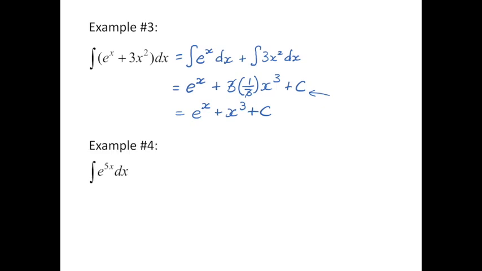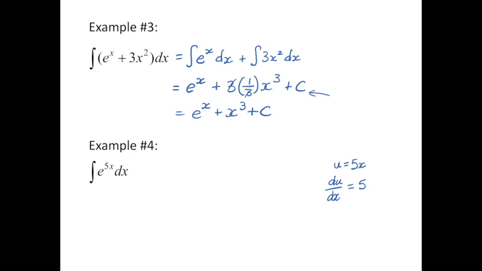Let's look at another one, the integral of e to the 5x dx. So now instead of just having a single variable in the exponent, now we have a 5 multiplying that exponent. So this is an example of where we would use substitution. And we wouldn't really need to use substitution on this. We could do this quickly without it, but I'm going to use substitution. So we're going to let u equal 5x. And then we're going to take the derivative of that. So we're going to say du dx is equal to 5.